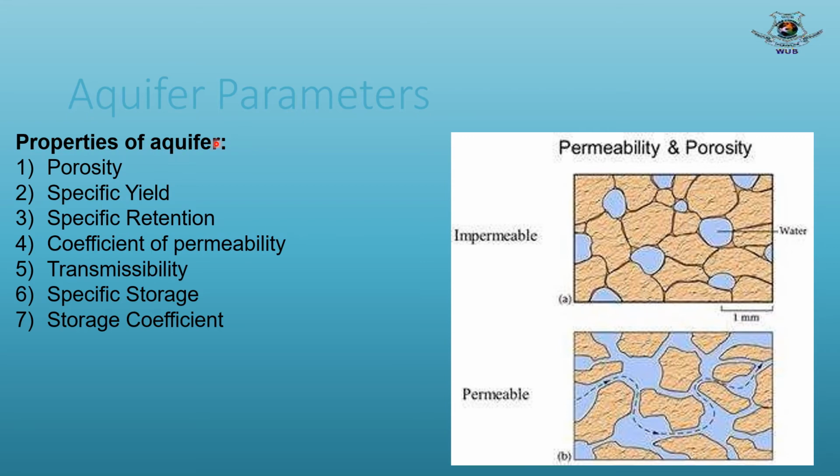Properties of aquifer. The aquifer has the following properties. First one, porosity, then specific yield, specific retention, coefficient of permeability, transmissibility, specific storage, and storage coefficient. We will discuss all these properties one by one.